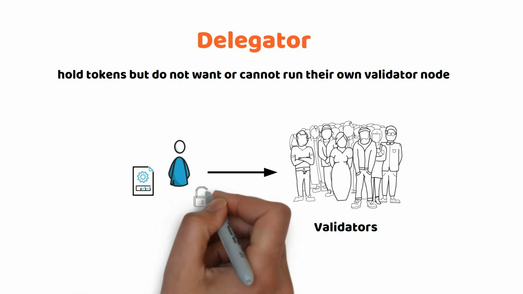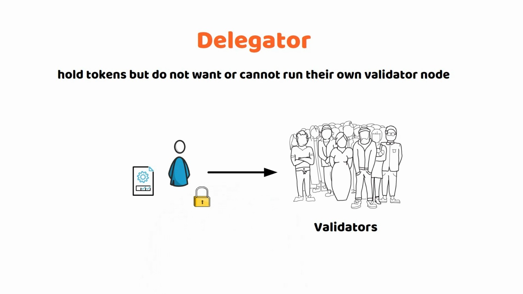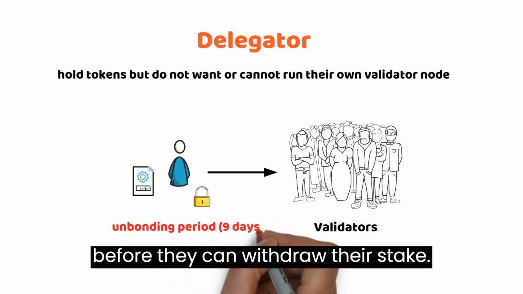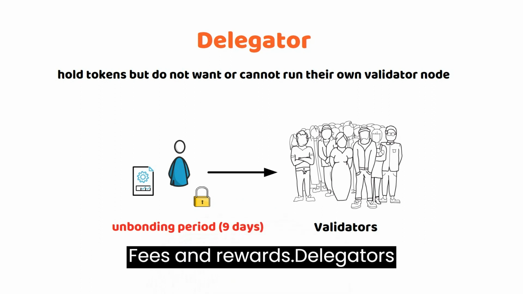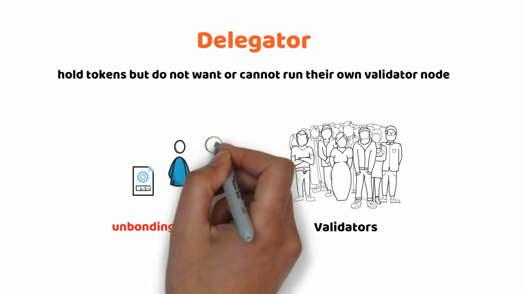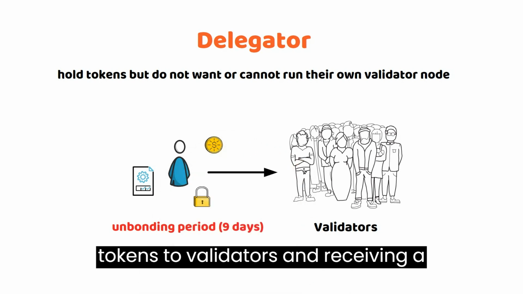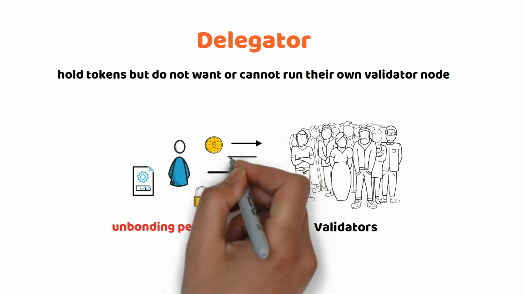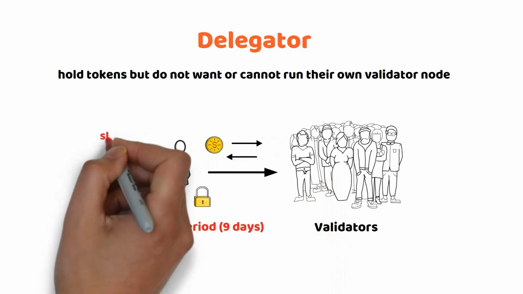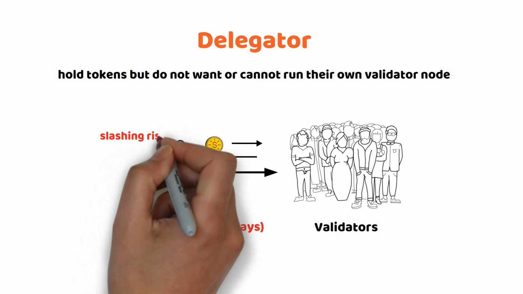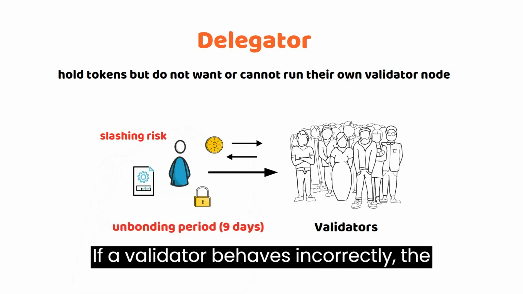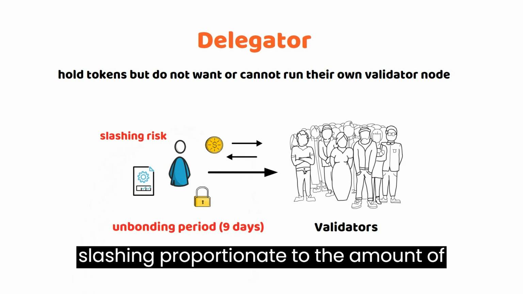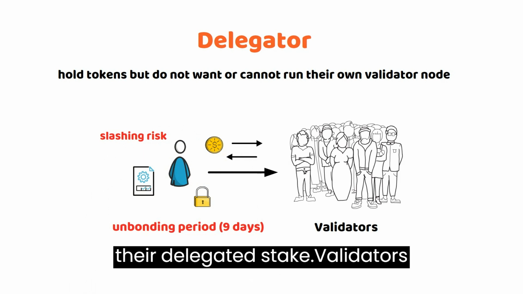They also have the option to exit the system at any time, but they will have to wait for the unbonding period, typically around 9 days, to end before they can withdraw their stake. Fees and rewards. Delegators support the network by assigning their tokens to validators and receiving a percentage of the rewards in return. However, by sharing rewards with validators, they also share the risks. If a validator behaves incorrectly, the delegators may face penalties, called slashing, proportionate to the amount of their delegated stake.